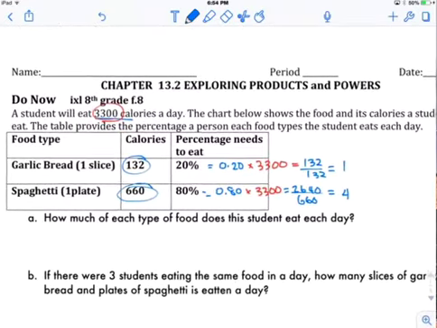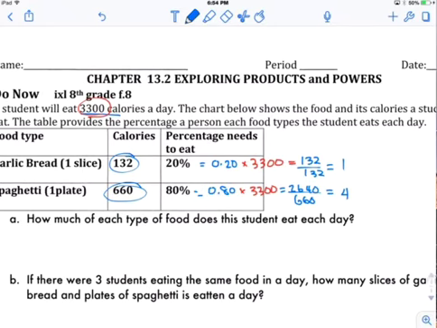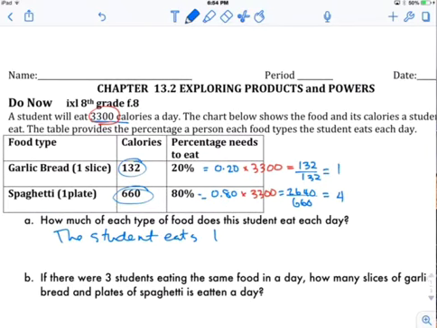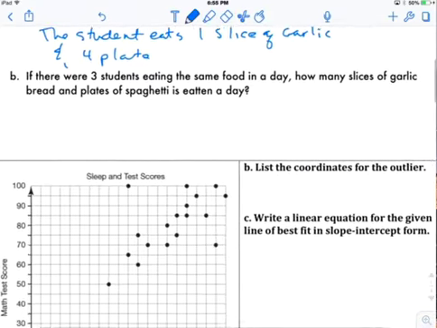So how much of each type of food does the student eat a day? The student eats 1 slice of garlic bread and 4 plates of spaghetti.